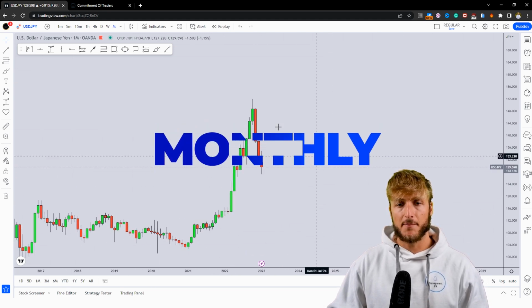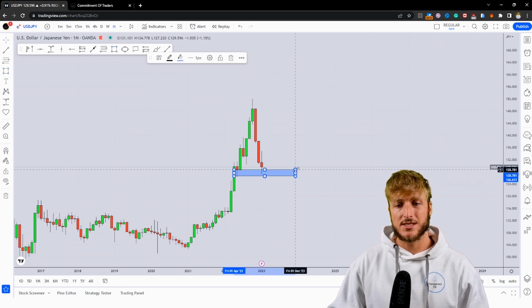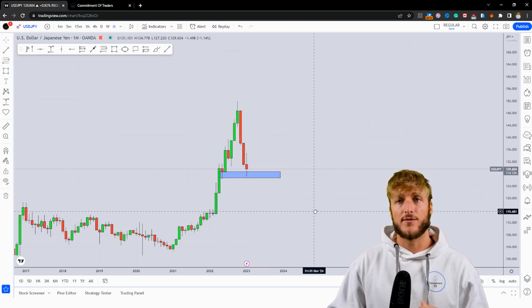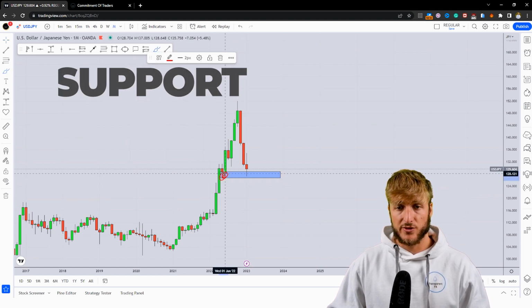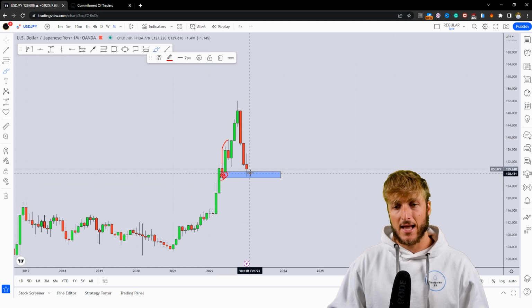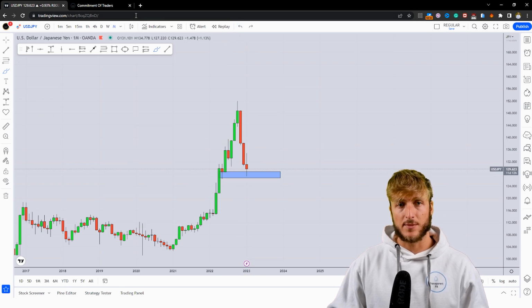Now, starting from the monthly time frame, what we can see is that at the moment we have a market which is testing a quite strong level of monthly demand and support. In fact, from here, all this previous move to the upside was created. At the moment, the market is testing exactly the same zone from which there is a good probability to see a potential rejection to the upside.